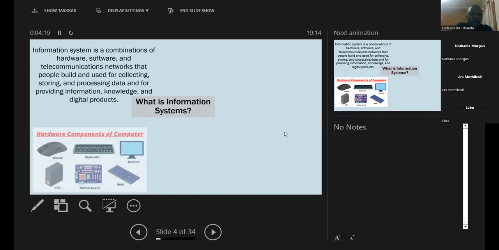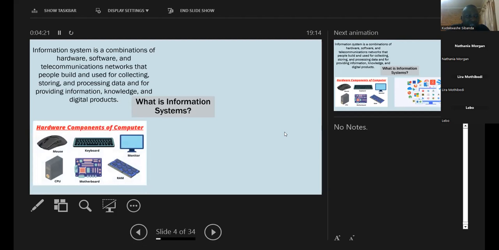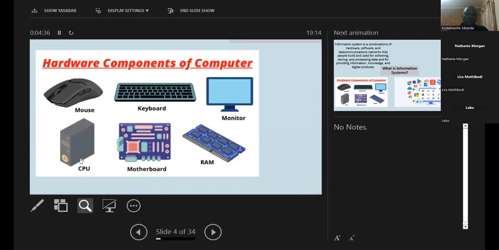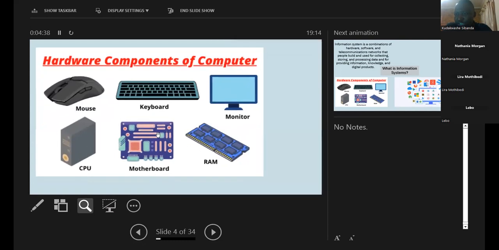So now let's have a brief look. We're going to talk about it later on, right? Remember, this is an introductory session. For those that don't know what hardware means, this is an example of components of a computer. So when we're talking about information systems, generally we're talking about IT technology, right? That's what we're talking about.